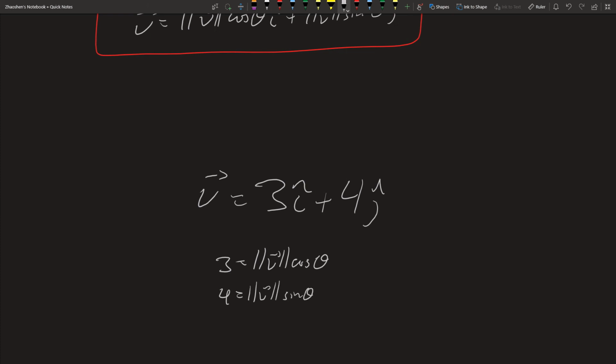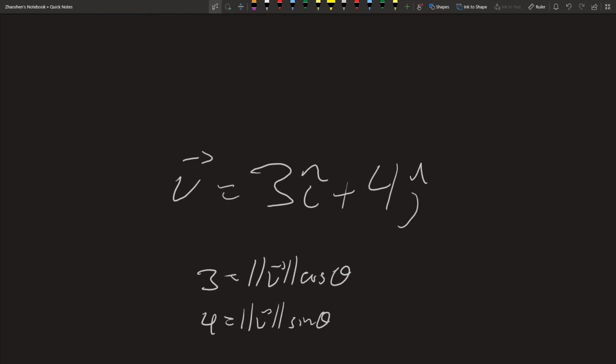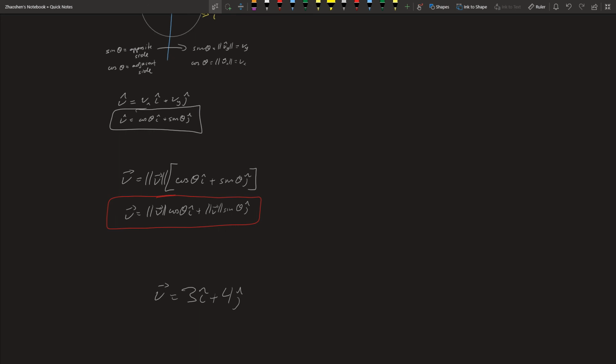Now, there are ways to find the magnitude using those two numbers. It's the next section actually. And there are ways to find the angle, of course, but just looking at it, it's not obvious at first glance. Anyways, that should wrap up everything for this section.